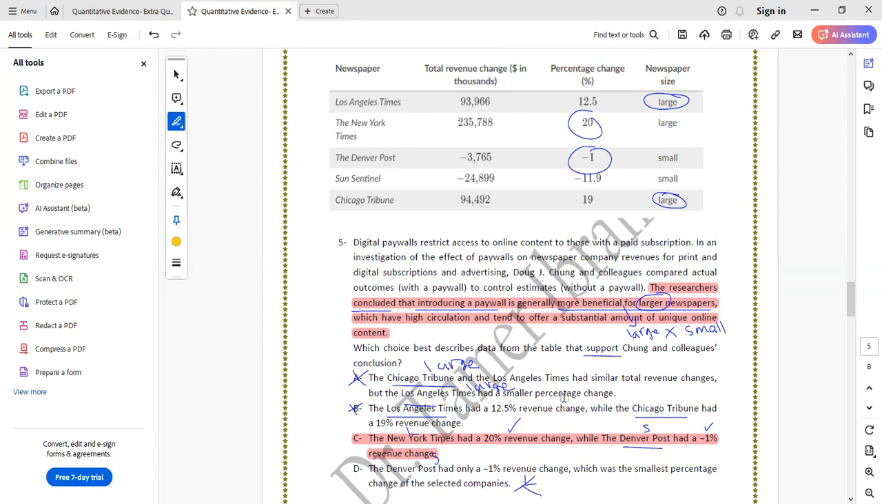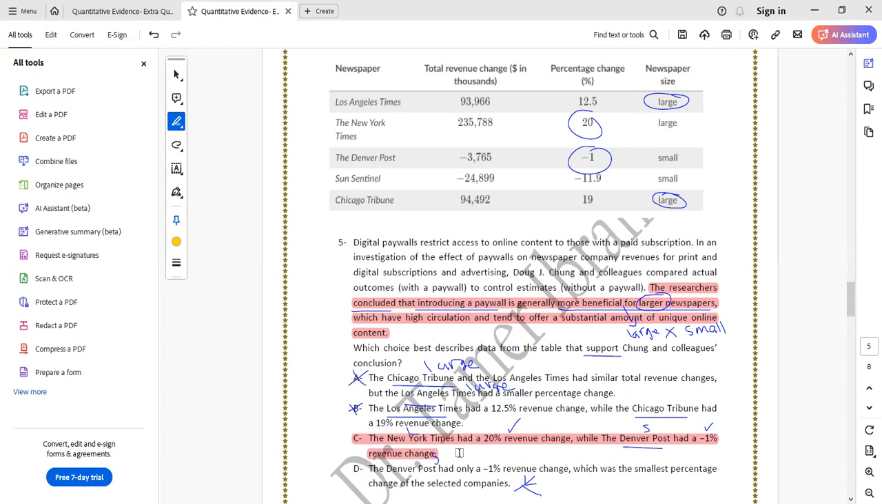I need large and small. Had similar total revenue change, but the Los Angeles Times, large also, had a smaller percentage change. Okay, I need large and small to know whether it's beneficial or not. B, the Los Angeles Times, which is large, had a 12.5 revenue change, while the Chicago Tribune, again large. No, I need large and small. The New York Times, large, had a 20% revenue change, while the Denver Post, which is small, had a -1% revenue change. Yes, now it shows the difference between one large and one small. For large, beneficial; for small, not beneficial.